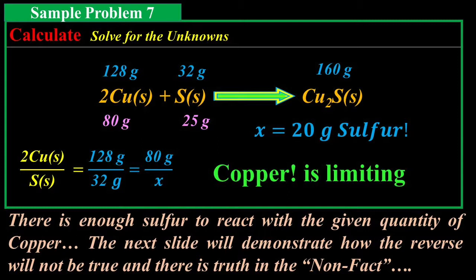So the answer to the problem is that the 80 grams of copper is the limiting reagent, sulfur is in excess, and you actually need only 20 grams of sulfur, and you'll have 5 grams of sulfur left over in excess, and that's the problem.